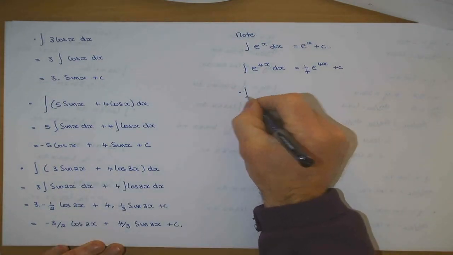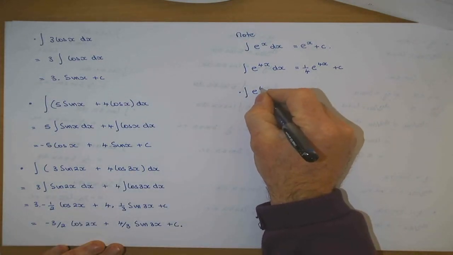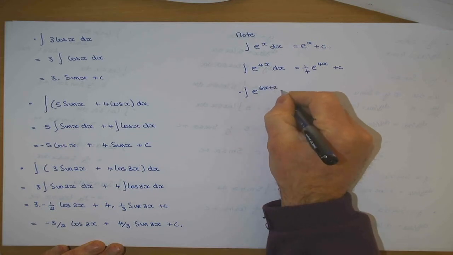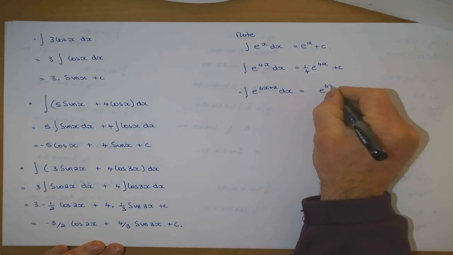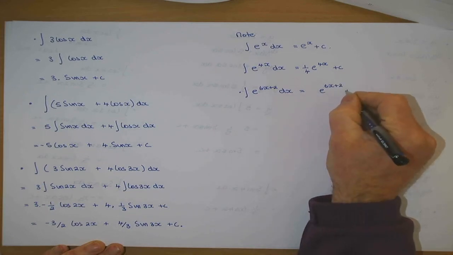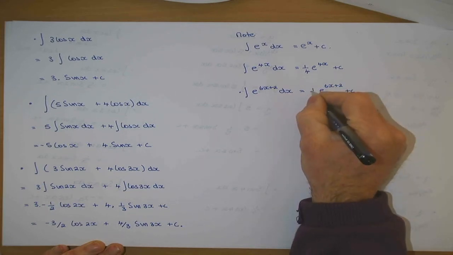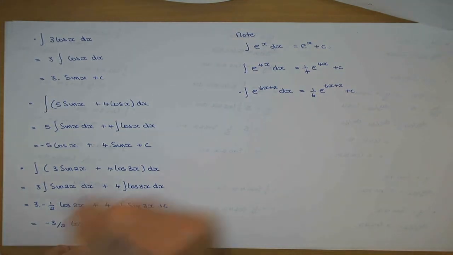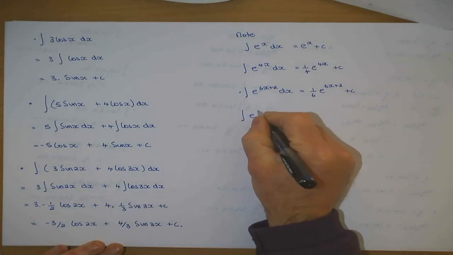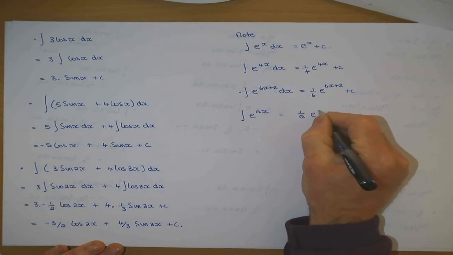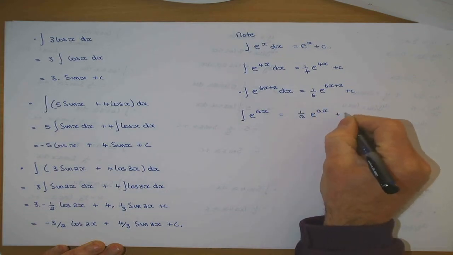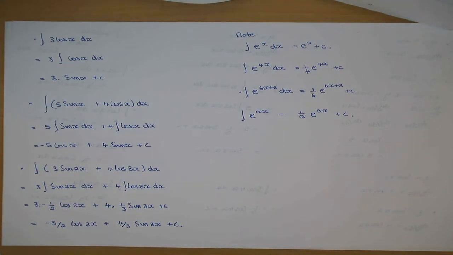If I integrated e to the 6x plus 2 dx, I will get e to the 6x plus 2 plus c, and the 6 on the x would cause 1/6. And if I integrate e to the ax, I'll get 1 over a times e to the ax plus c. Any questions there?